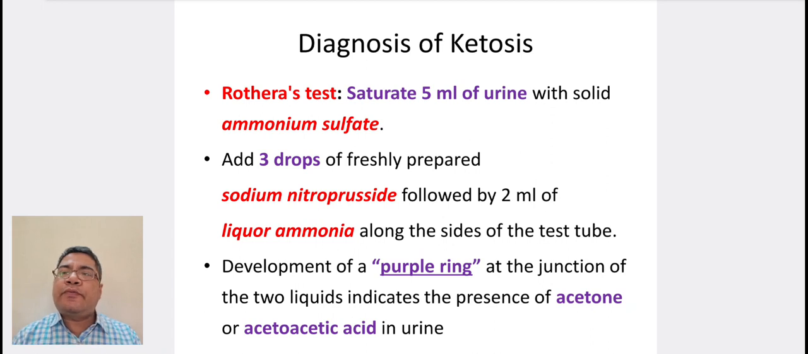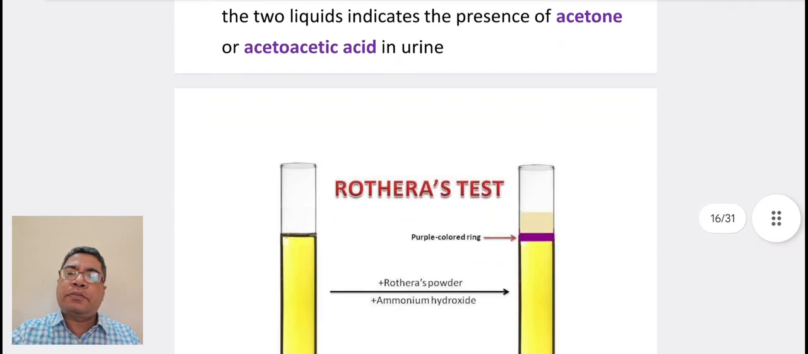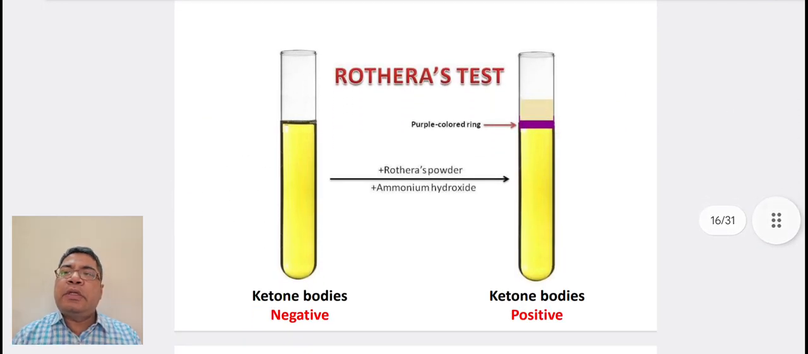Saturate 5 ml of urine with solid ammonium sulfate, then add 3 drops of freshly prepared sodium nitroprusside, followed by 2 ml of liquor ammonia along the sides of the test tube. Development of a purple ring at the junction of the two liquids indicates the presence of acetone or acetoacetic acid in urine. Here we can see the Rothera's test. On the left hand side, there are negative ketone bodies, so there is no purple colored ring. On the other hand, there are positive ketone bodies, so the purple colored ring is seen.